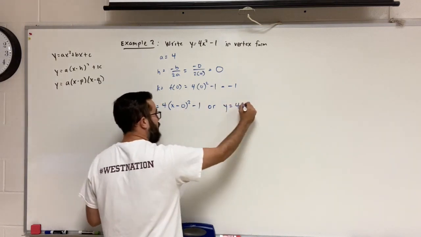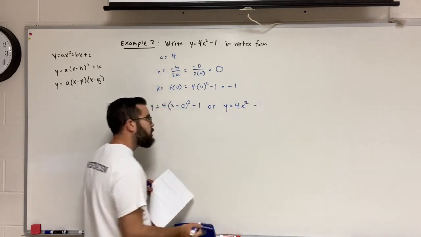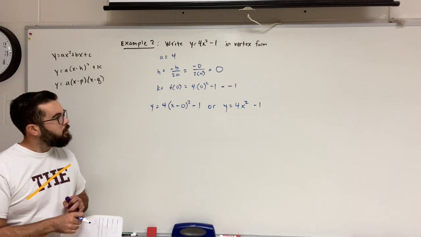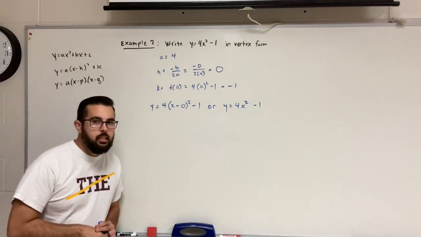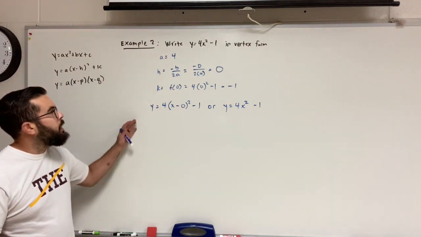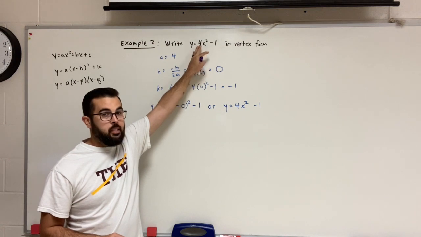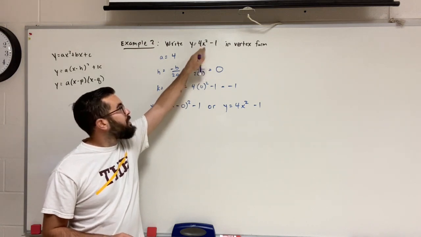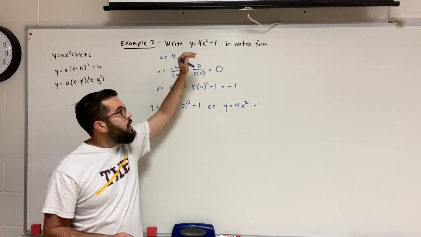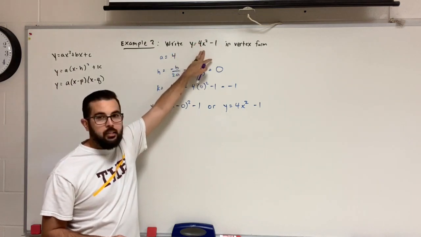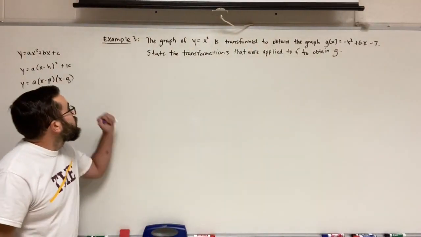And then if you square the x, you get the exact same equation. So I wrote this example for the reason that when you have no bx term and you're in standard form, that is technically vertex form as well. It's just that the x value of the vertex is 0. Moving on to example 3.